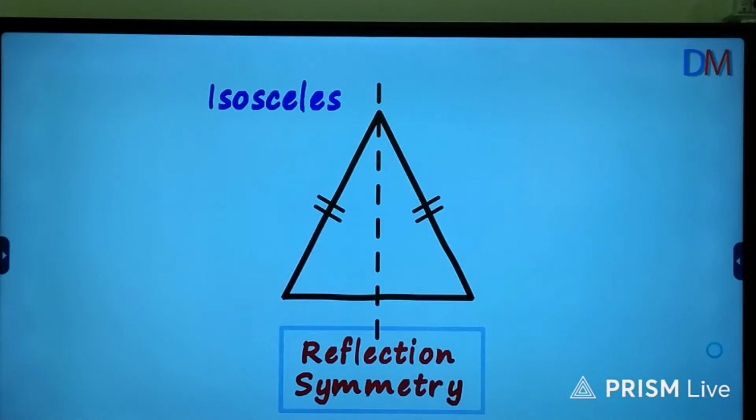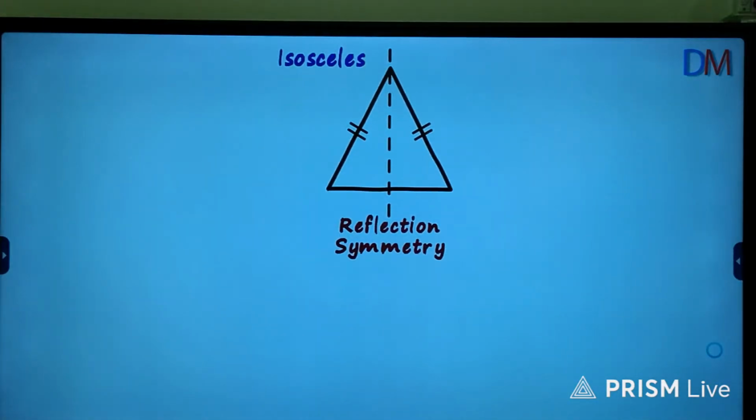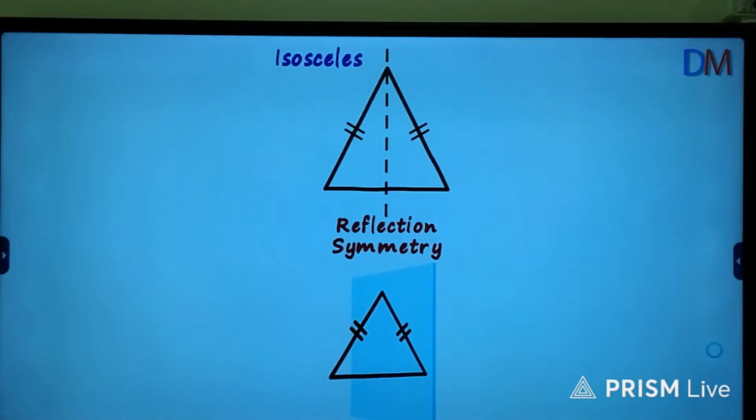Why is it called that? Let's see. If we take one part and keep it against a mirror, we will get the original shape. The reflection of one part completes the shape. Wait, what is the other kind of symmetry? Do we have another kind?